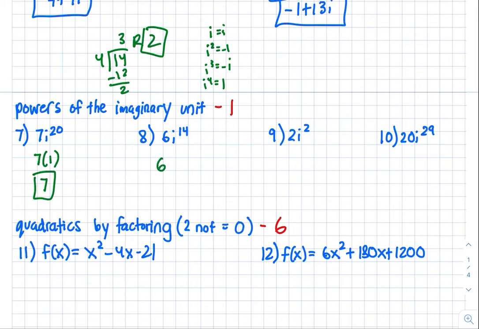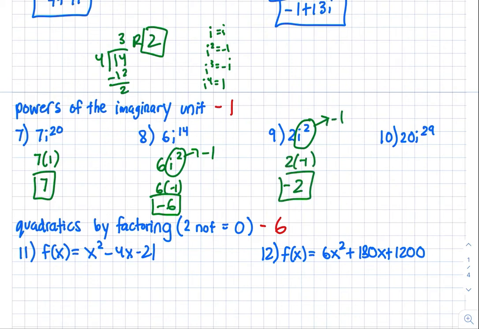So 6i to the second power. But what is i to the second power? That's negative 1. So 6 times negative 1, which is negative 6. Okay, 2i squared. Well, 4 can't go into 2, so all we have is this. So i squared is negative 1, so 2 times negative 1, which is negative 2. Okay, for number 10, how many times does 4 go into 29? Well, it goes in 7 times, remainder of 1, so that means it's going to be 20i to the first. And i to the first is just i, so 20i.